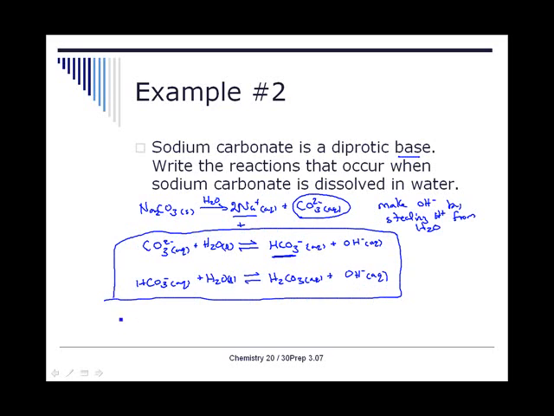So each bicarbonate, or each carbonate ion, can react with up to 2 water molecules.